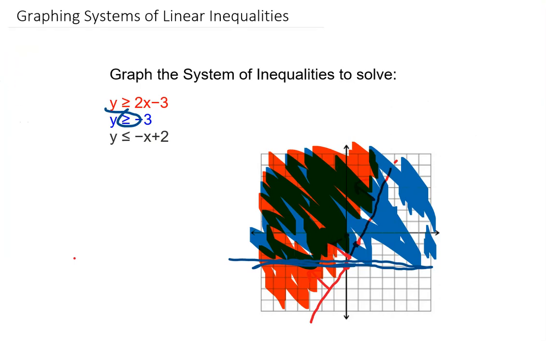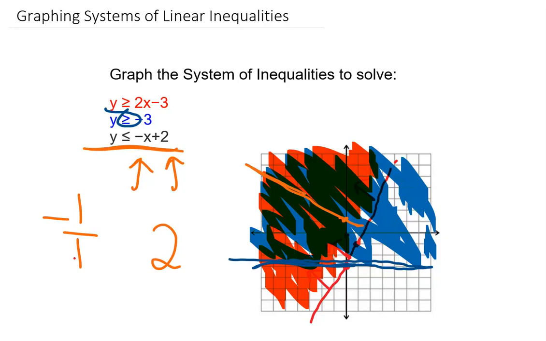And I know I have black on there, but let's do orange for this bottom equation. So for y is less than or equal to negative x plus 2, we're going to use orange. My slope is going to be negative 1. I'll write it as negative 1 over 1. My y-intercept is going to be a positive 2. So I'm going to go to positive 2, and I'm going to put a dot. And I'm going to go down 1 over 1. It's going to look like that. And I'll put my line for this last line right there.